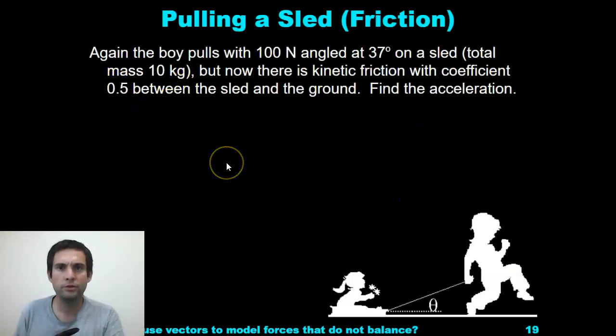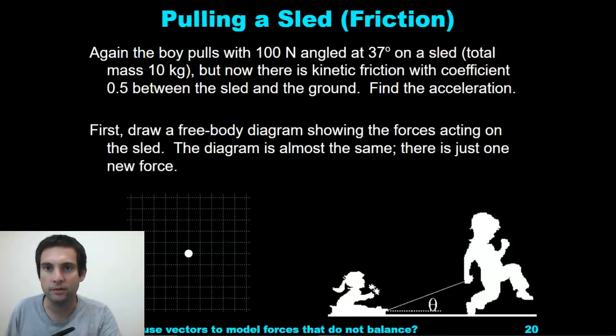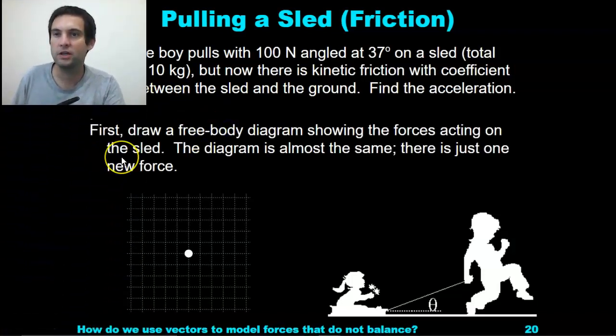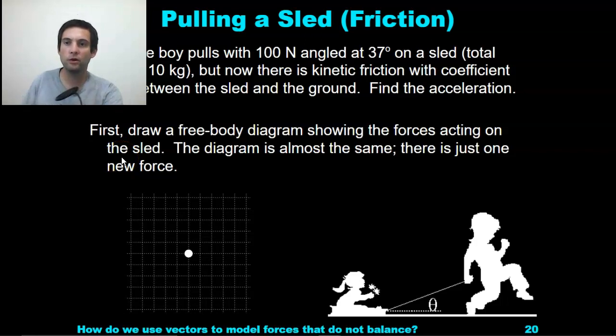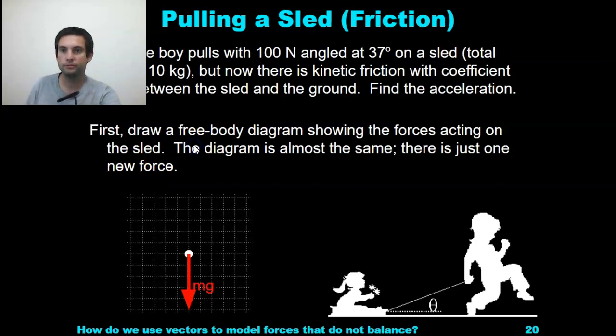Again, the boy pulls with 100 newtons, angled at 37 degrees. Mass total is 10 kilograms, but now there's kinetic friction with a coefficient of friction of 0.5 between the sled and the ground. Let's find the acceleration. So we're dealing with friction. Friction is a force, so we need to start with a free body diagram. Free body diagram, there we go.